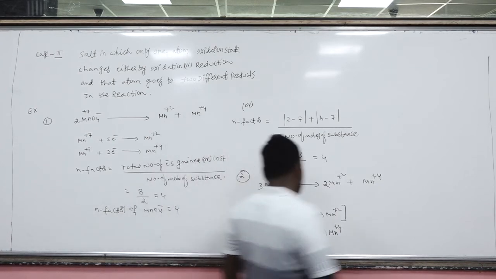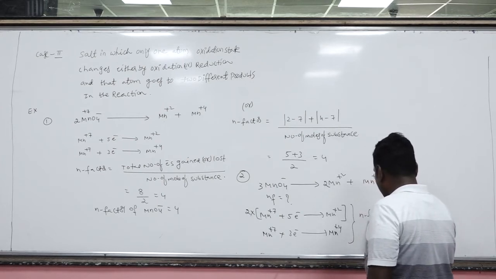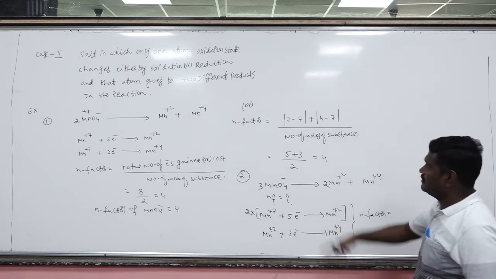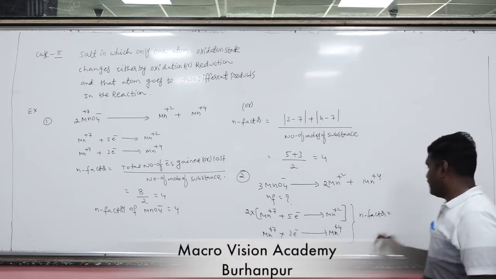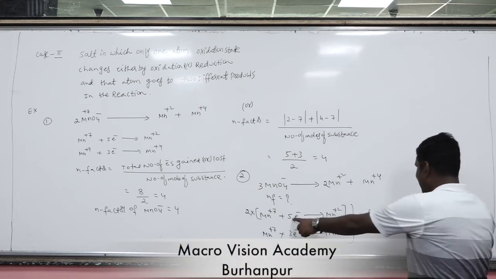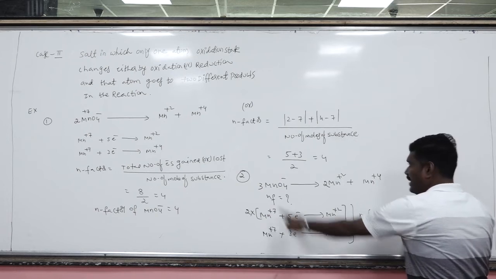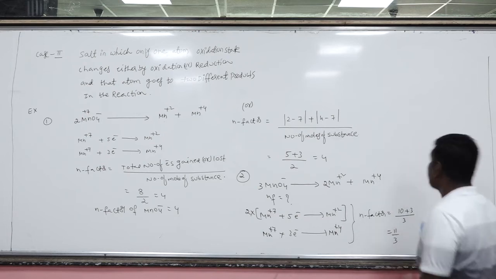Are you getting my point? So here N factor is equal to what? Total number of electrons gained or lost per mole of a species. So here 10 electrons, here 3 electrons, divided by total moles, which is 3, so 11 by 3.